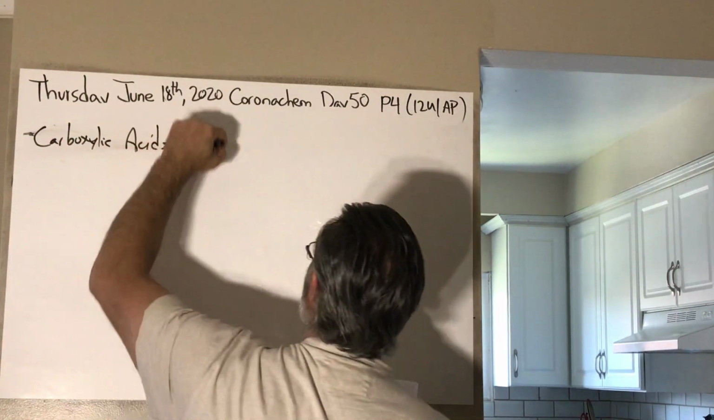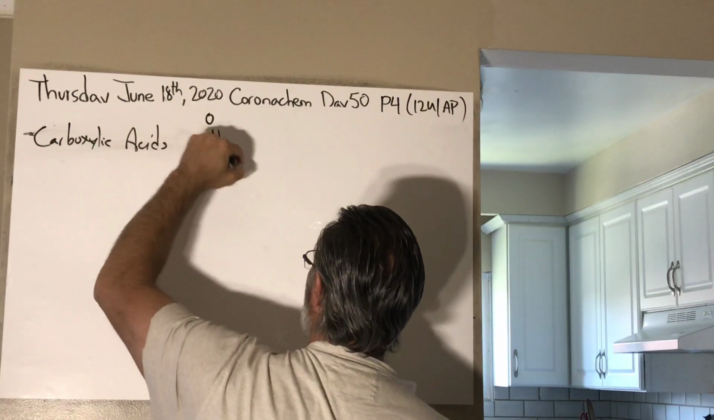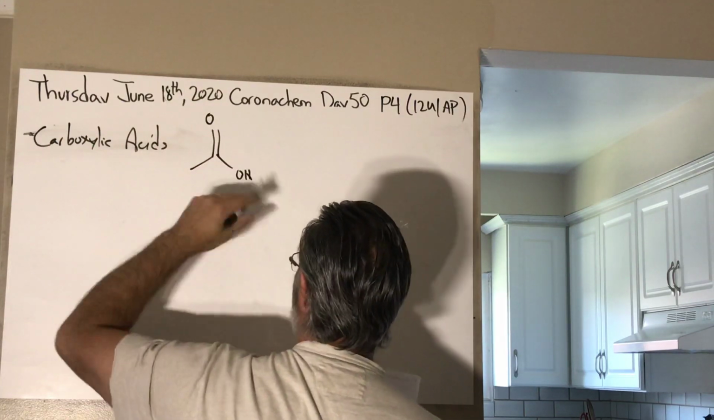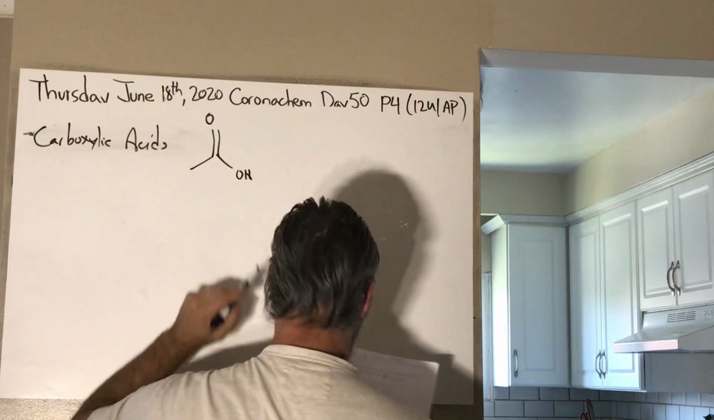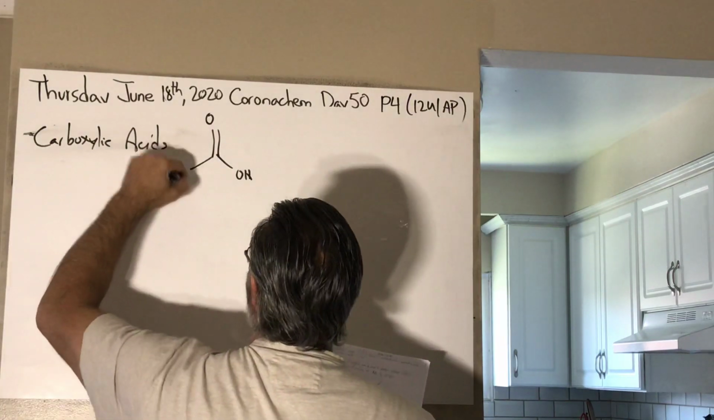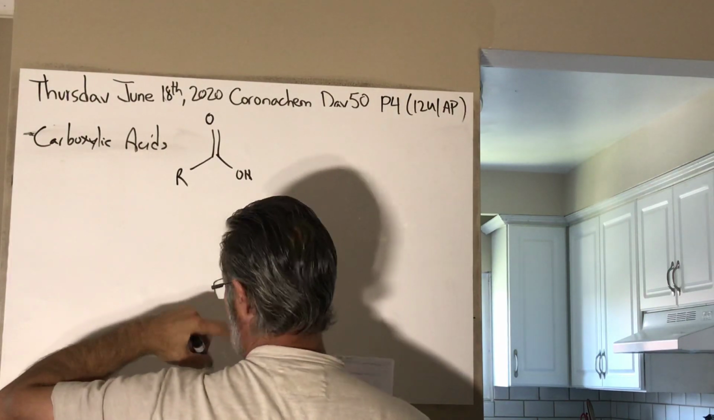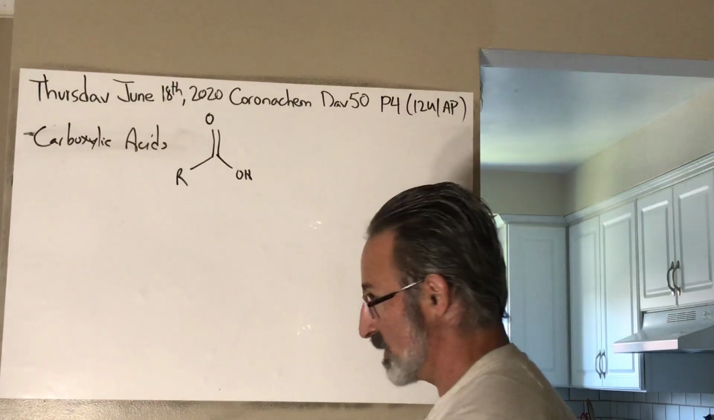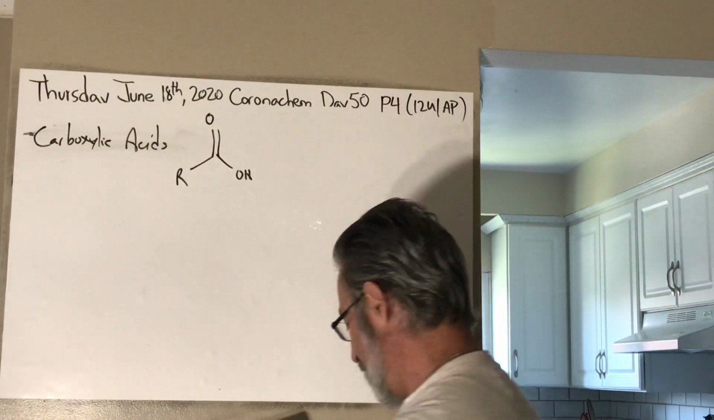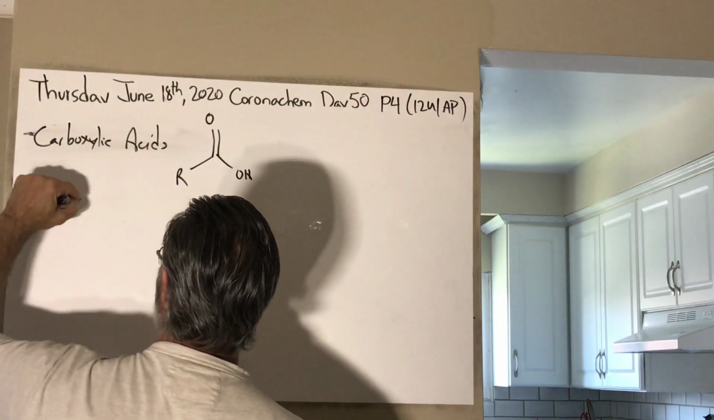They have the basic structure of C double bond O, the carbonyl with an O and an H. So it's like a hydroxyl group on a carbonyl. They're widely distributed in nature. They're found in many consumer products, and they can be made by the oxidation of alcohols.